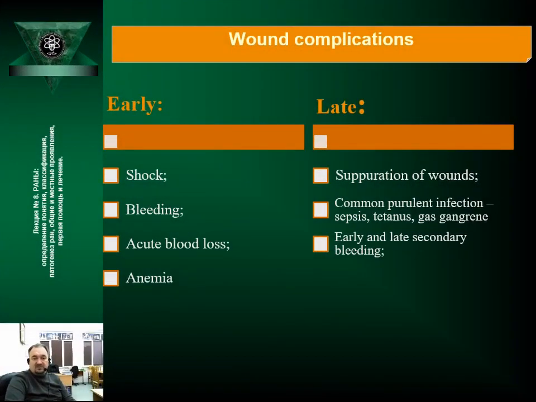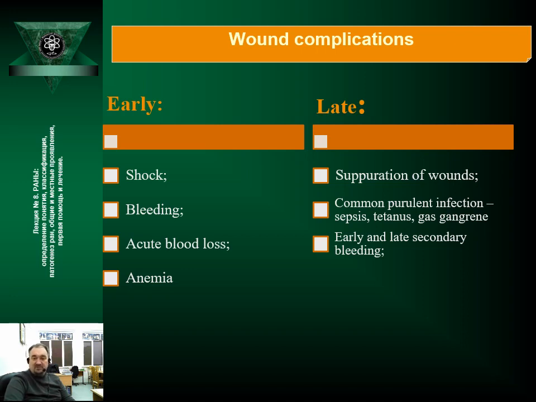Complications of the wound process. In this case, you can highlight the early complications. We will analyze some of them in subsequent lectures. Let's take shock, as a result of the fact that a wound, with all the desire, is a painful thing. Plus, with wounds, we said, bleeding is possible. This is the next early complication. Bleeding can lead to acute blood loss. If the loss is large enough, it can lead to so-called post-hemorrhagic anemia. This is an early complication of the wound process.